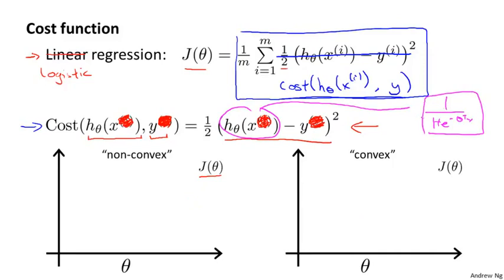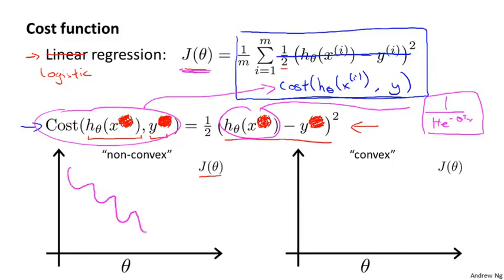And if you take this sigmoid function, plug it in here, and then take this cost function and plug it in there, and then plot what J of theta looks like, you find that J of theta can look like a function that's like this, with many local optima. And the formal term for this is that this is a non-convex function. And you can kind of tell, if you were to run gradient descent on this sort of function, it is not guaranteed to converge to the global minimum.